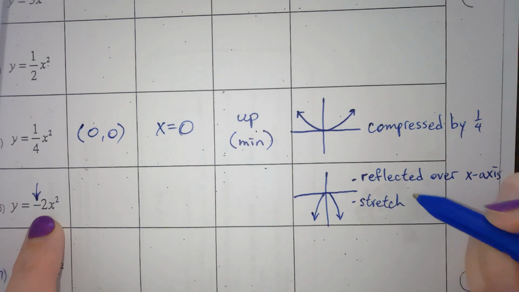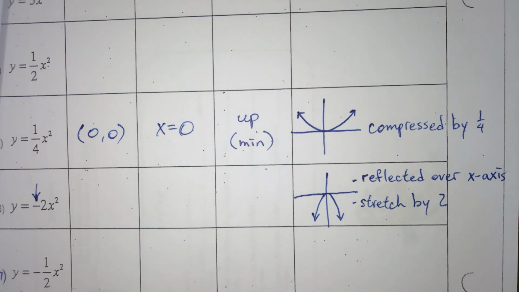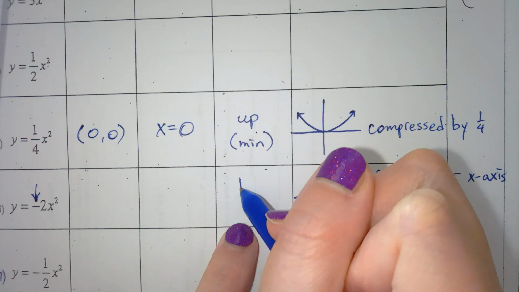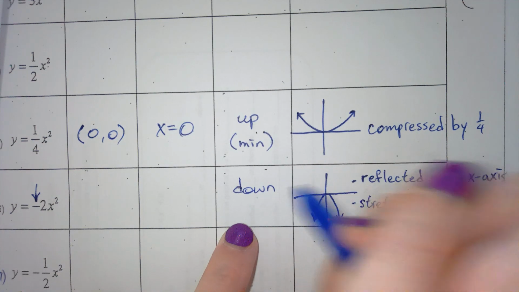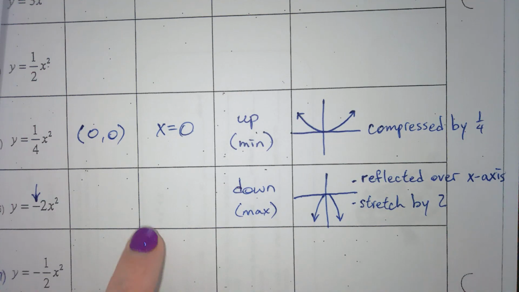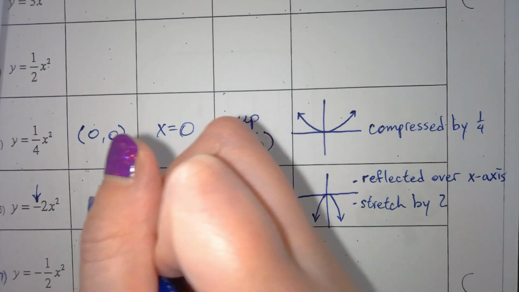And guess what? This is max. Direction of opening? Opens down. So this point right here, it's a max. Okay, what is the axis of symmetry? This middle point, 0, 0, x equals 0.